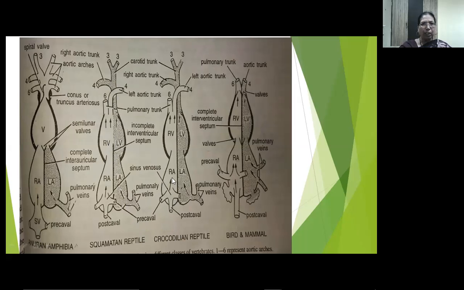Then in the crocodilian heart, there is a separation of the auricle and also the ventricle. In the right auricle, there is the sinus venosus, and in the left auricle, there is the pulmonary vein. In between the ventricles, there is an interventricular septum. From the right ventricle, there is an opening of the left aortic trunk and also the pulmonary trunk. And from the left ventricle, there is the right aortic trunk. But in between them, there is a hole, called the foramen of Panizza.